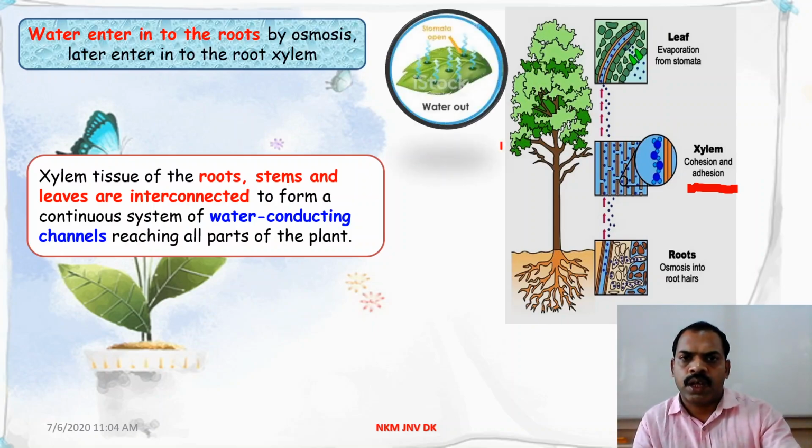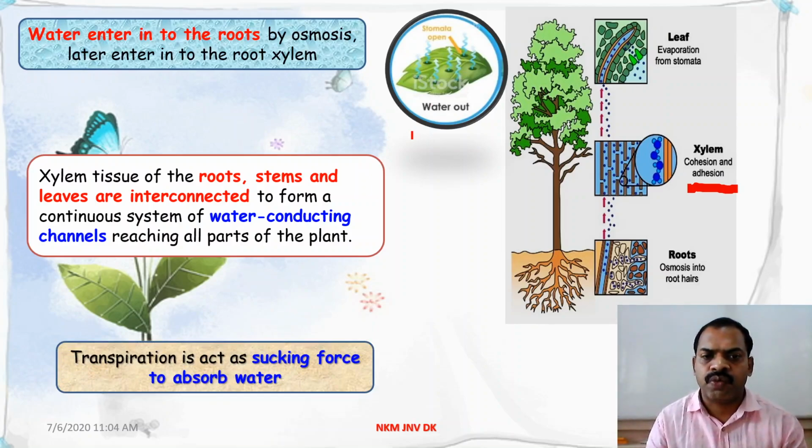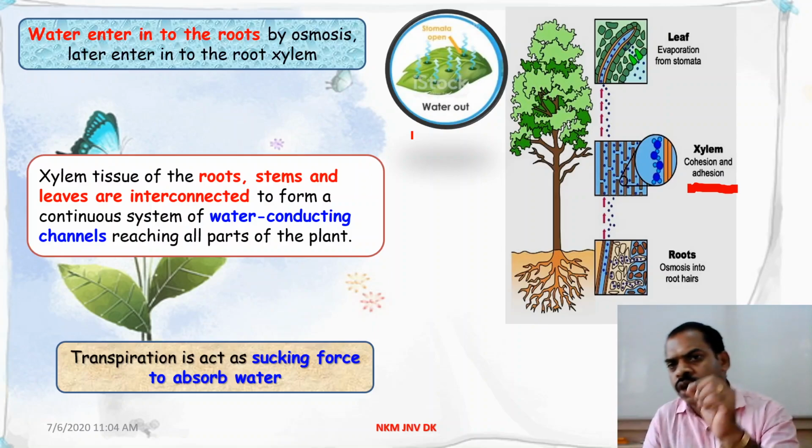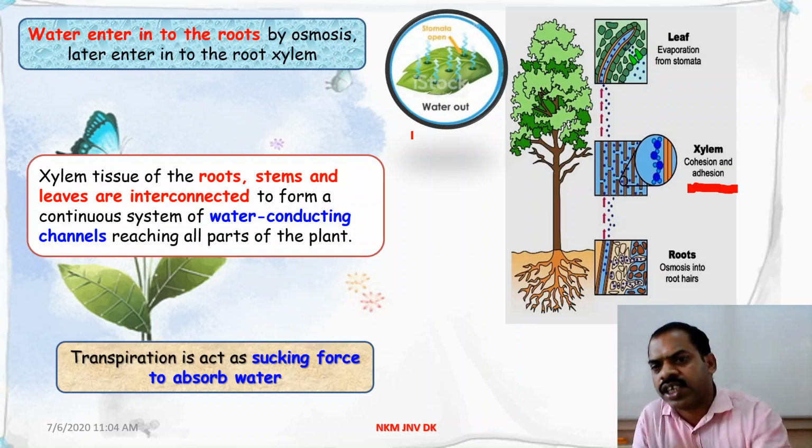Okay, so you can see that finally there is a process of removal of water through the leaves. What is that called? That is called transpiration. It acts as a sucking force to absorb water. What does that mean, sucking force? Imagine you are drinking juice. You can also try this at home.